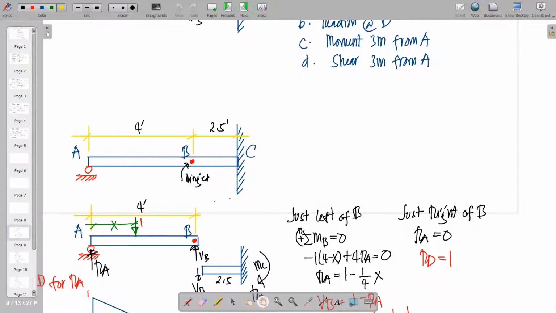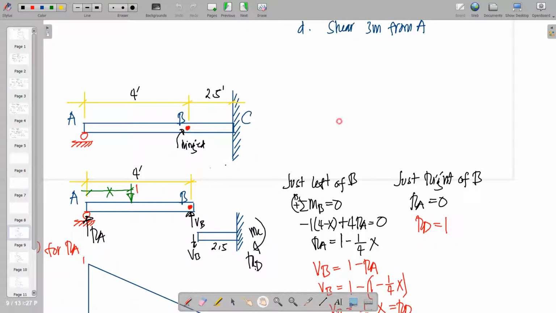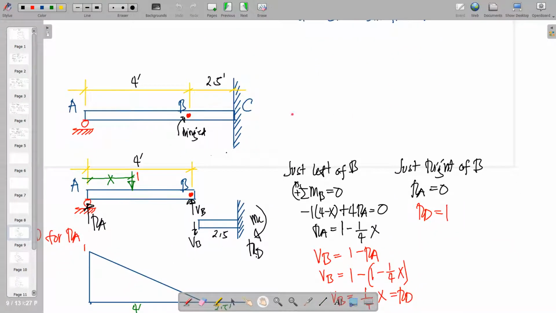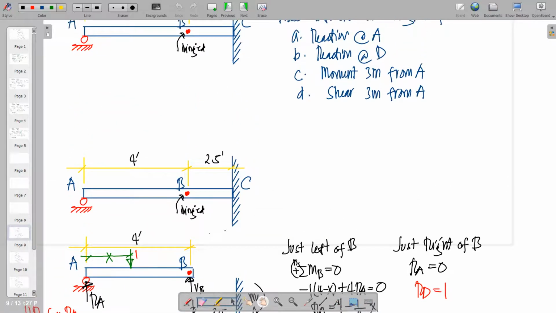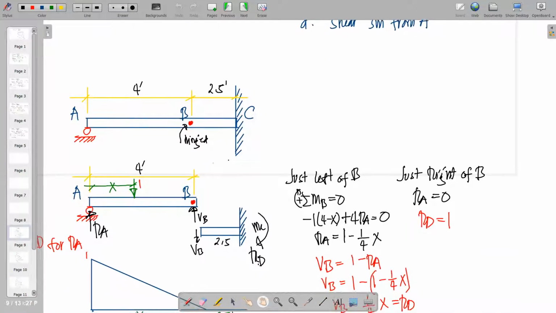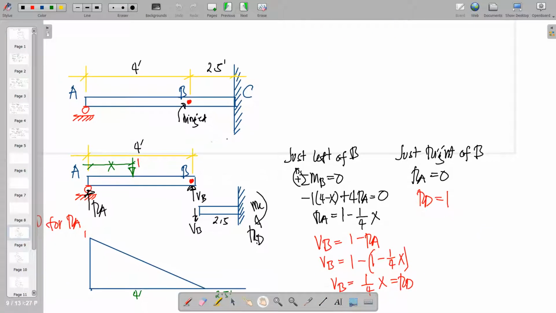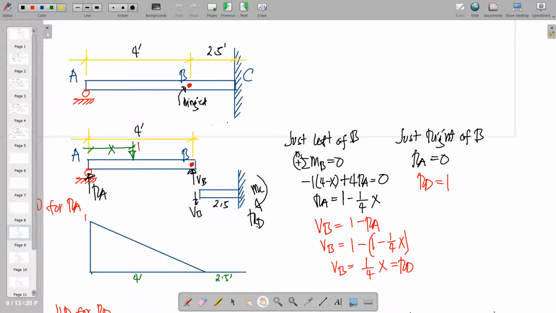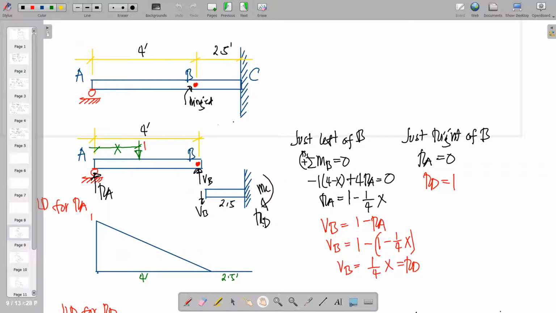I have already drafted the solution here. First, you're going to determine the ILD for reaction at A. As you can see, the procedure is that when we have an internal hinge, you separate it and then use equilibrium equations to solve for the unknown. Our concern for now is reaction at A.